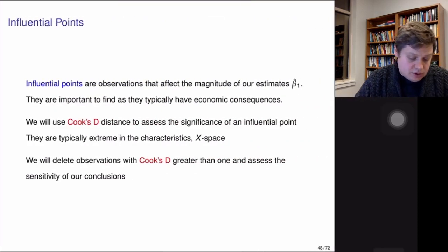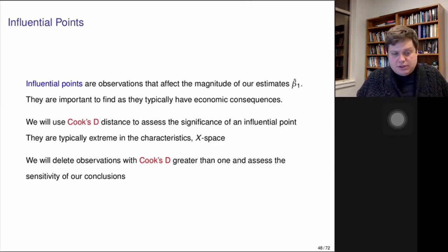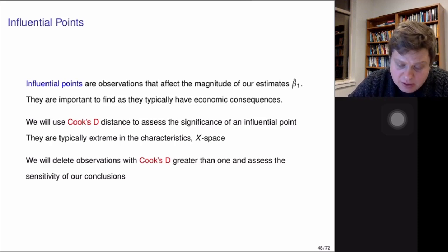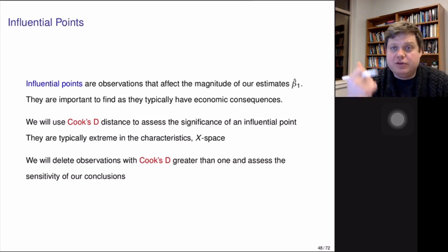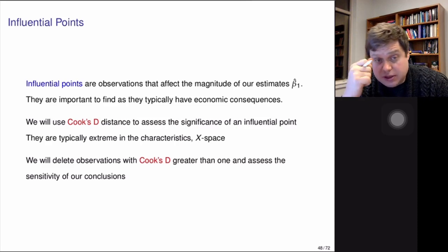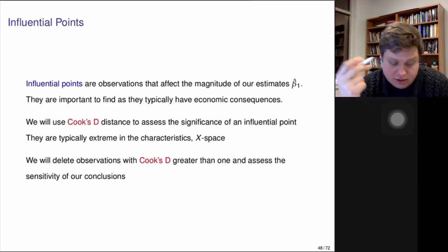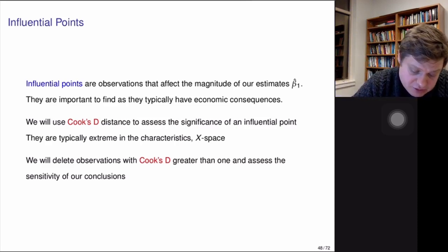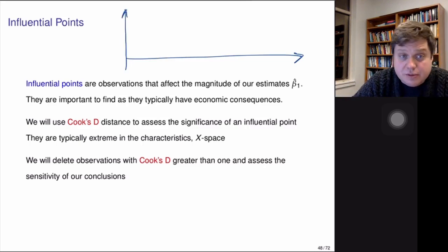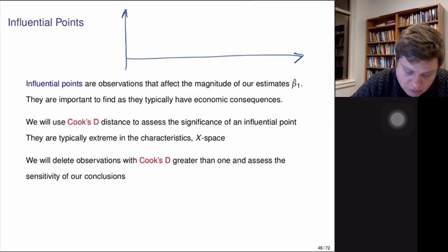Okay, so another concept is influential points. Influential points are the points that affect the regression line, meaning that if you remove an influential point from the dataset, your regression line will change significantly. An outlier is usually an influential point, but not always.